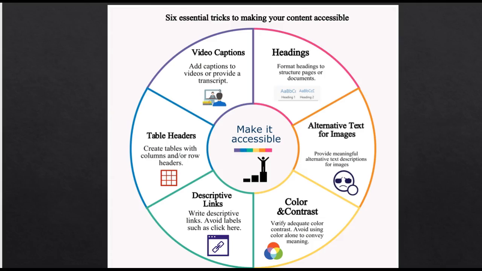Hello and welcome. In this video, I'm going to talk about 3 of these essential tricks that you can use to make your content accessible. I'm going to talk about headings, alternative text for images, and color and contrast.